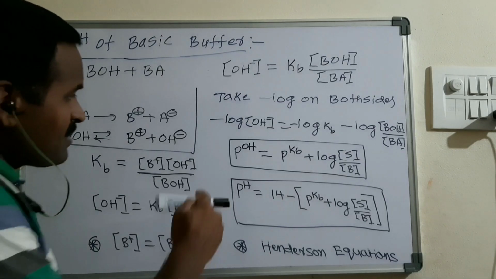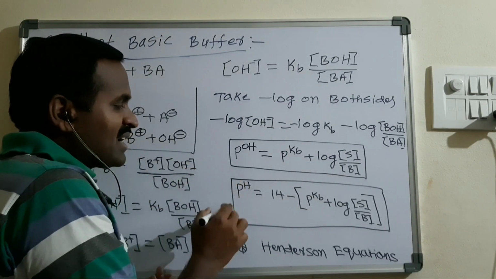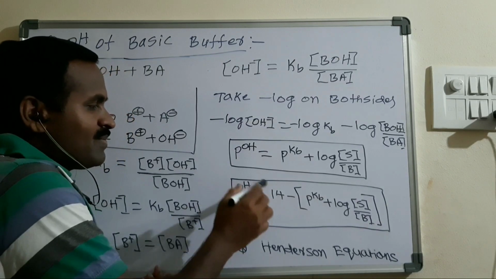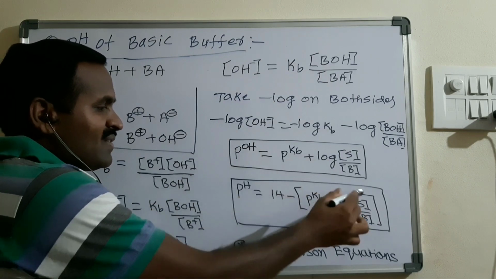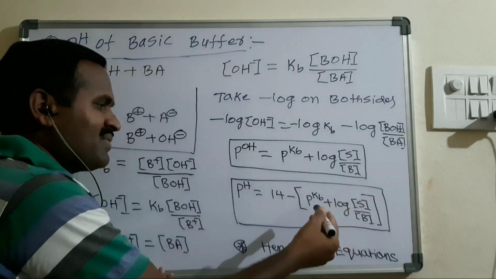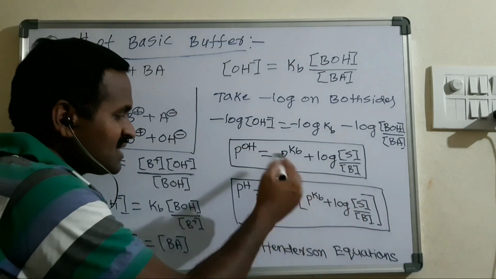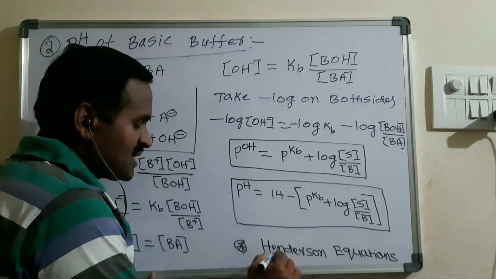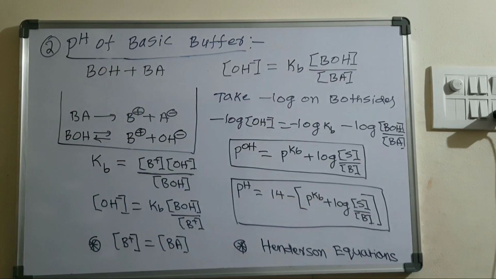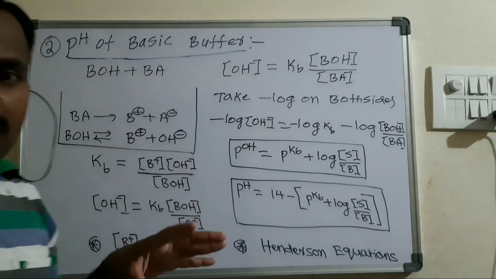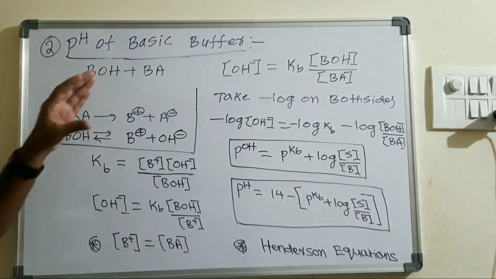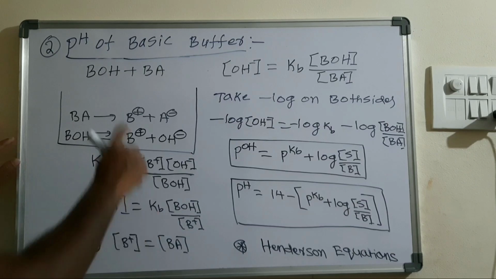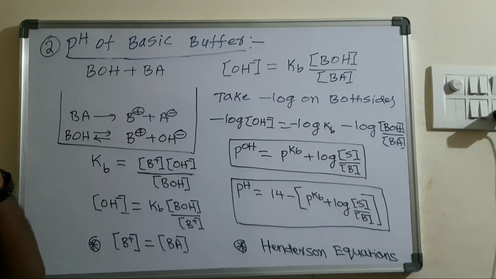So here you get only the pOH. From that we can calculate the pH: pH equals 14 minus pOH. The 14 minus pOH value is written in brackets, and you can simplify this even further. These equations are given by the scientist Henderson; that's the reason they are called Henderson equations. The calculation of pH for the acidic buffer and basic buffer was done by Henderson, so we call them the Henderson equations.